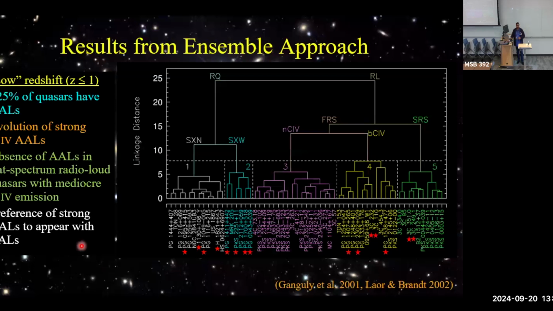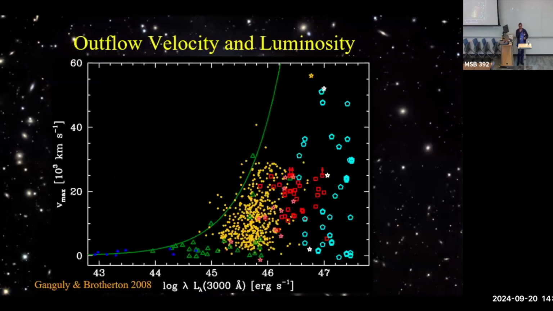So that resulted in a thesis. So we had the absence of AALs in flat spectrum, radio loud quasars with mediocre carbon-4 emission. All right, that's cool. So that was a dissertation. That's one example of doing big data science. I'd love to do that again now with 54,000 objects.